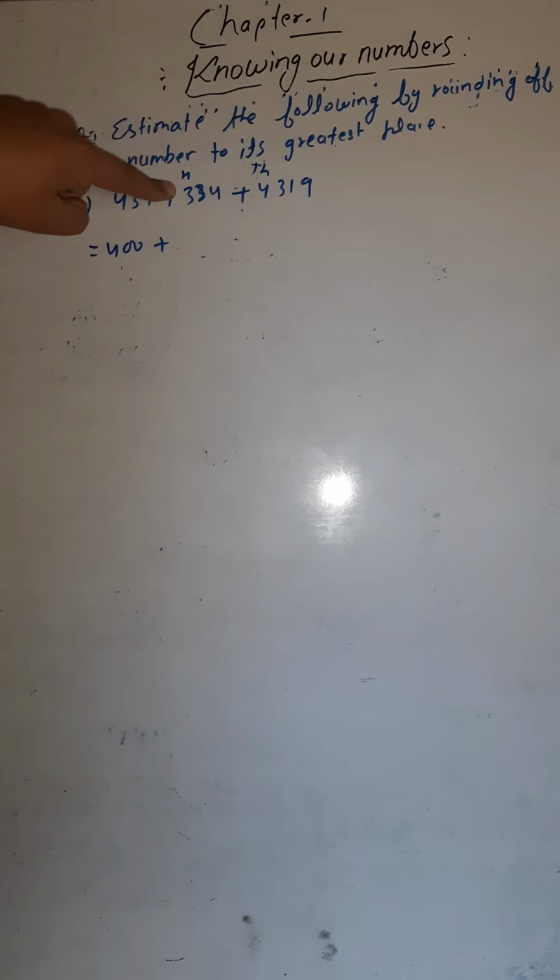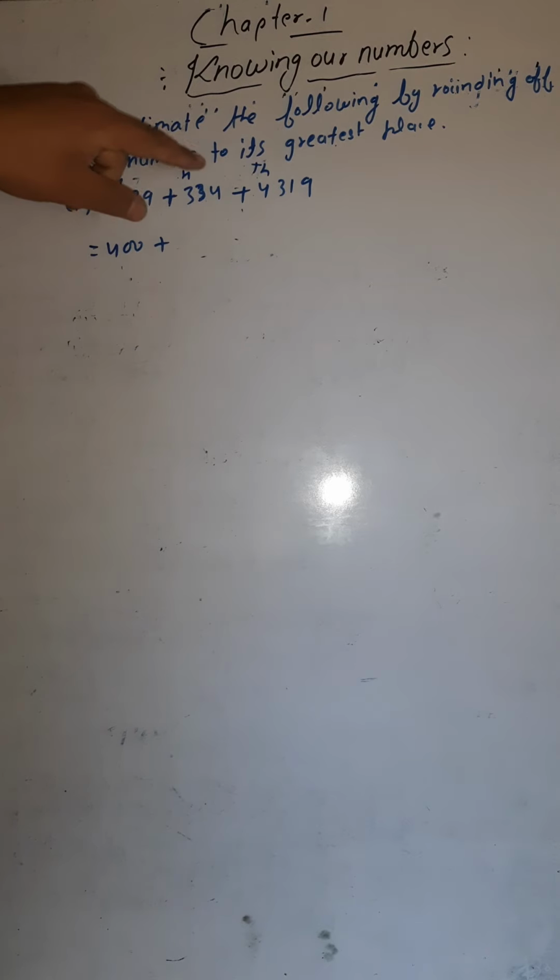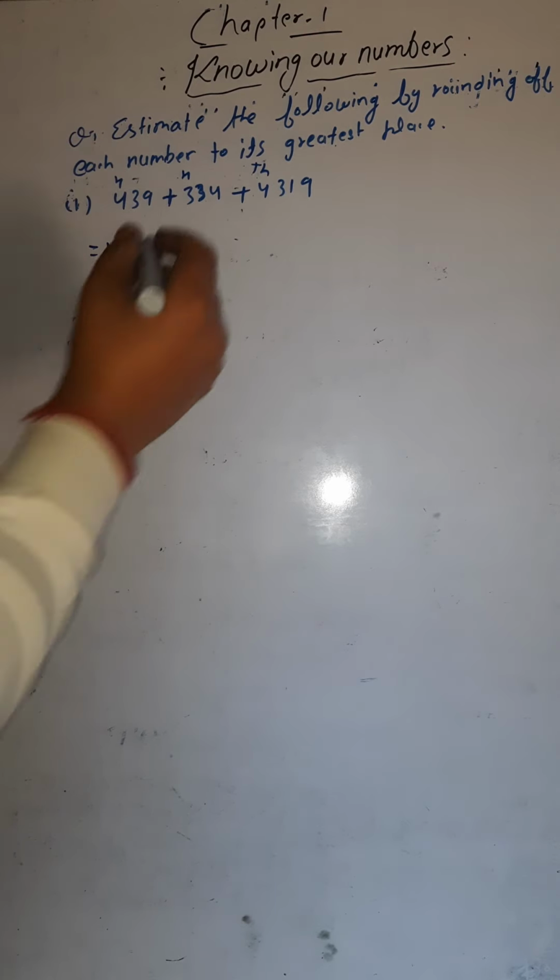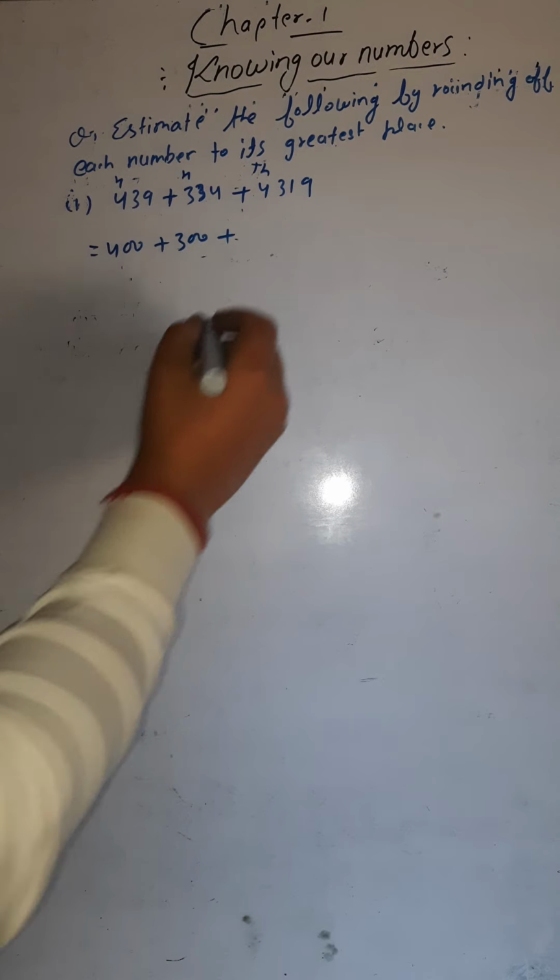If you are to round it off to its nearest 100, again you would be checking the number at the tens place. Again it is 3, less than 5, not adding. So the answer would be the same, like 300 plus.